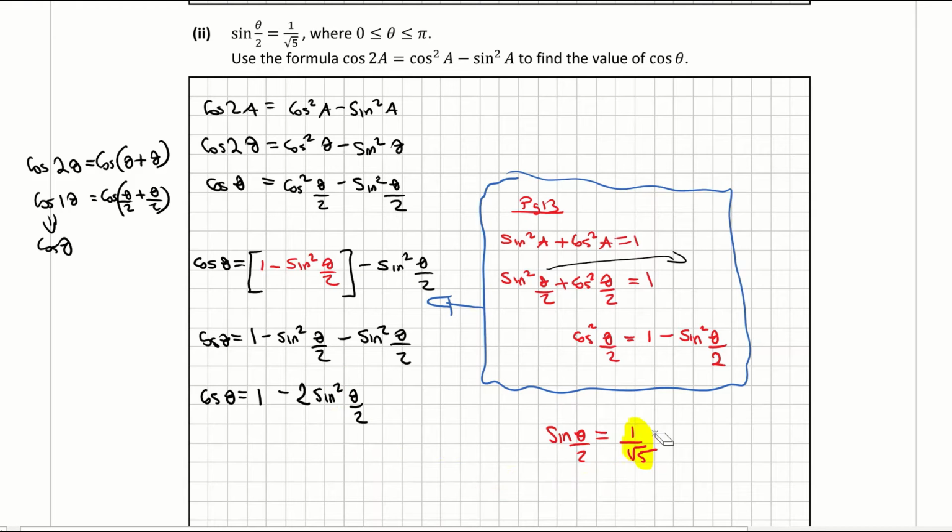So if I can get rid of all this now, that's going to give me cos theta is equal to 1 minus 2 times sine theta over 2, which is 1 over root 5. But like I said, it's squared, so I need to put a square on that. Multiplying that out on my calculator, or squaring it in my head, will just give me 1 minus 2 times 1 over positive 5.